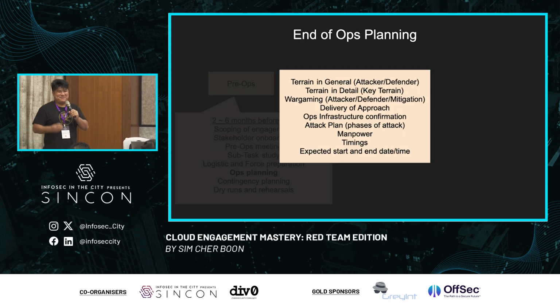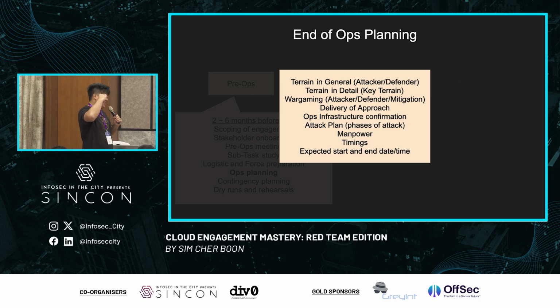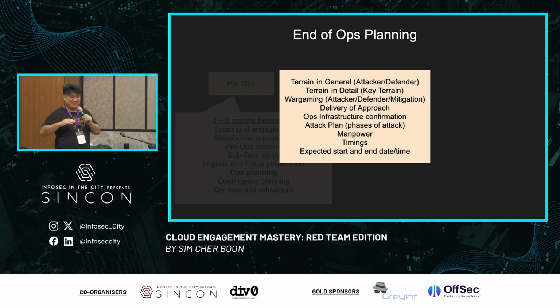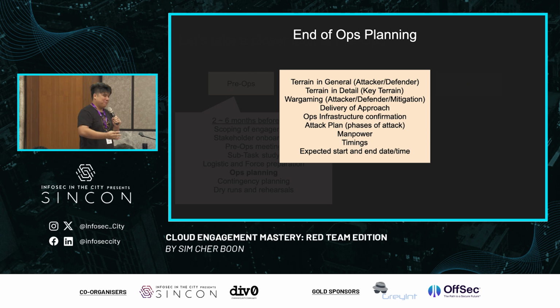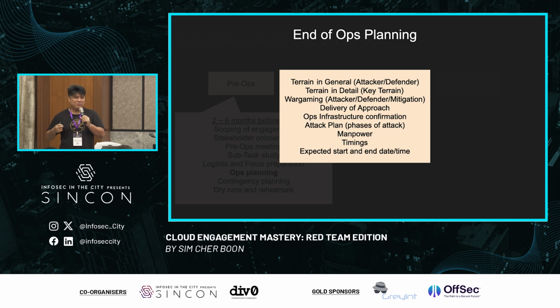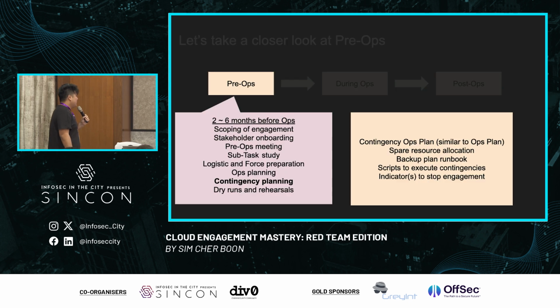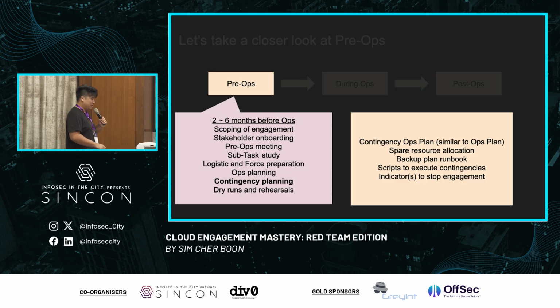Okay, ops planning can take 1 to 2 weeks. Just thinking, putting things together, looking at the past, talking to your peers, talking to system owners, doing your open source reconnaissance, all this research takes a lot of time. Okay, once you're done with ops planning, of course you do contingency planning.